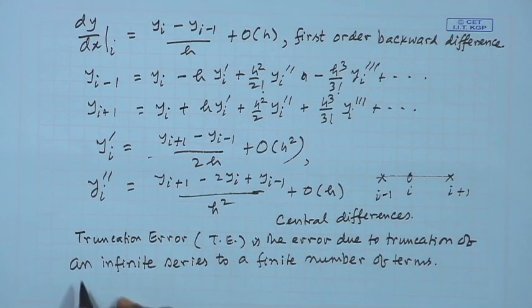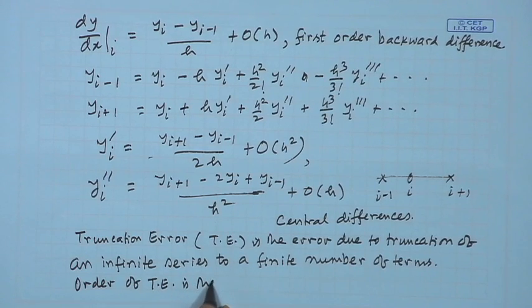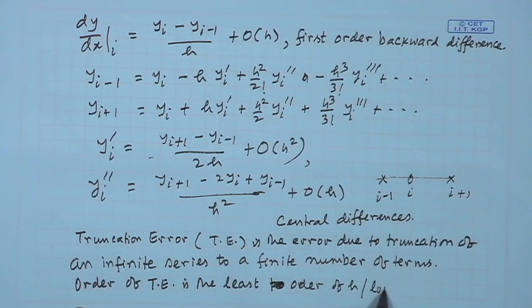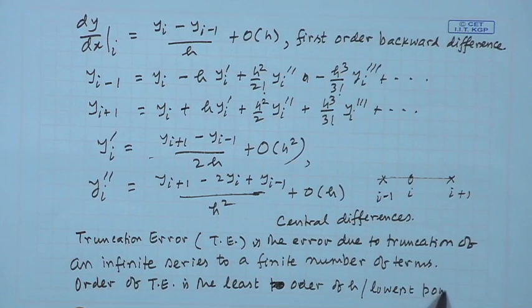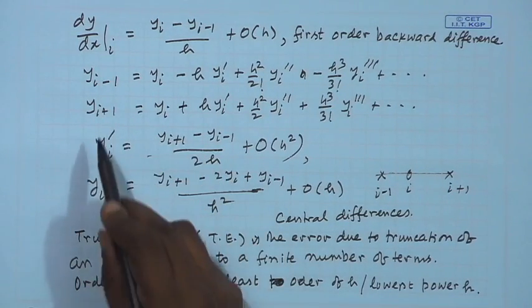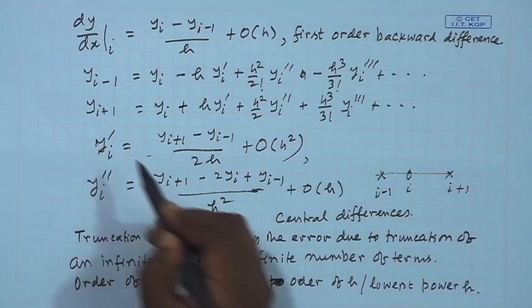And we define the order of truncation error. Order of T is the least power of H, or least order of H, or lowest power of H, because this is a power series in the step size H. So, this becomes the lowest order or lowest power of H.